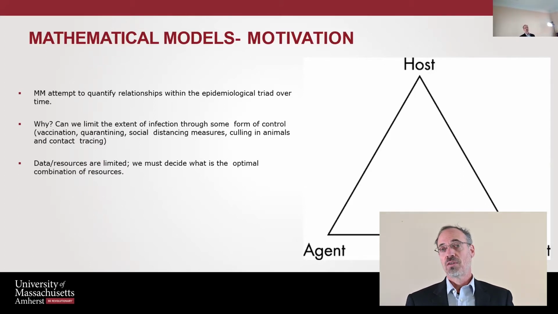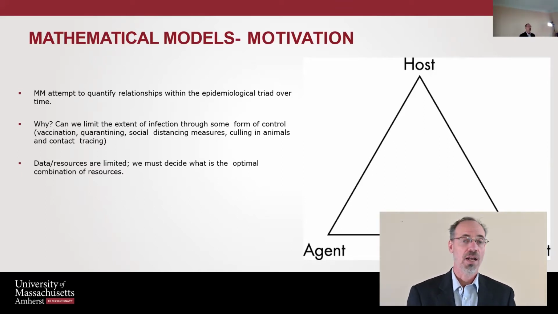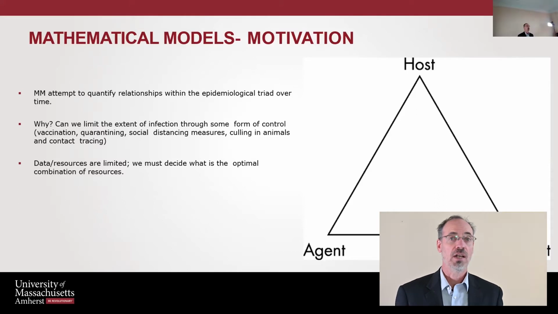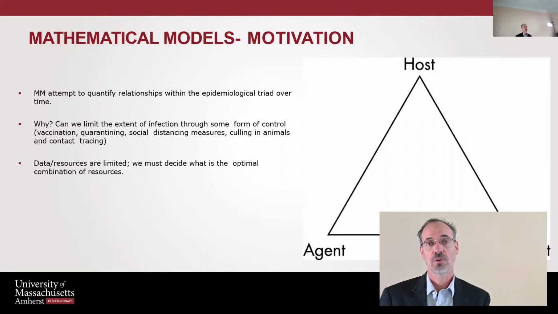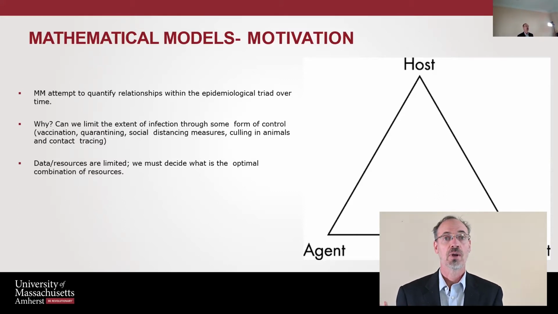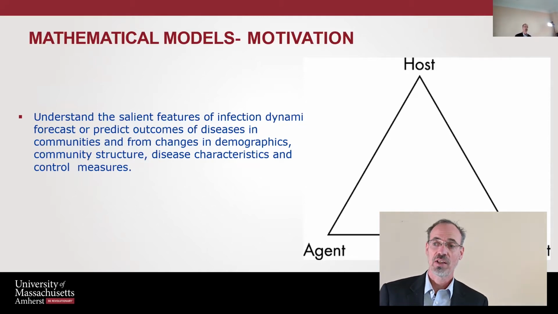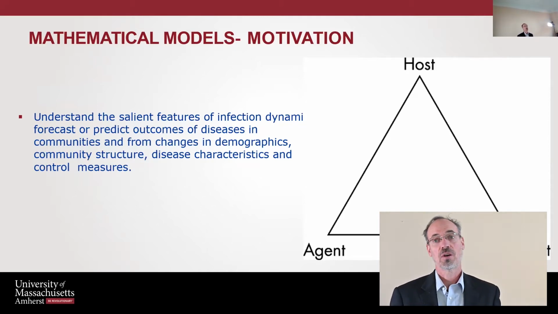Modeling is good because it provides us with a cheap means of observing what might happen in nature without waiting for it to happen. We have to decide on the optimal combination of resources to deal with infectious disease. Models provide us with a handy tool for doing that, right? But importantly, we use models to understand the salient features of infectious dynamics, forecasting or predicting outcomes of diseases in communities, and from changes in demographics, community structures, disease characteristics, and control measures.